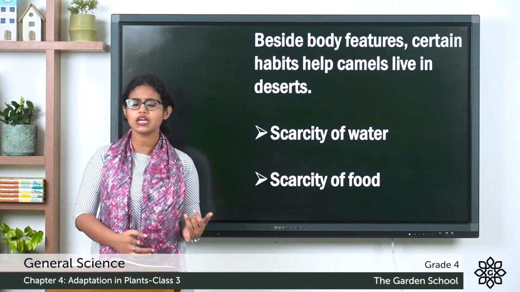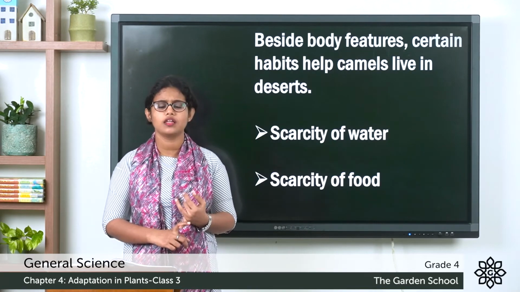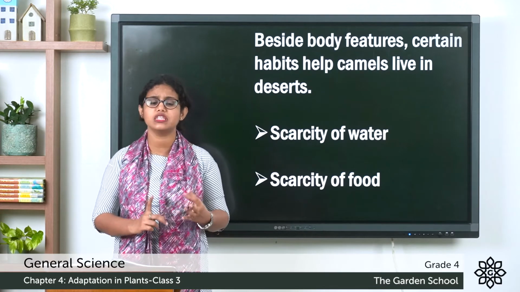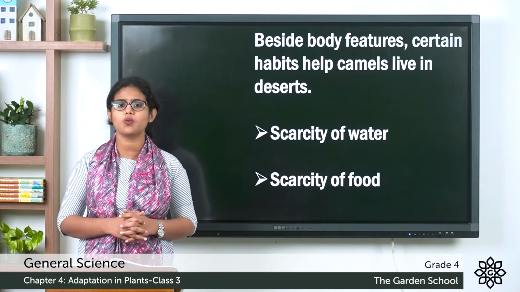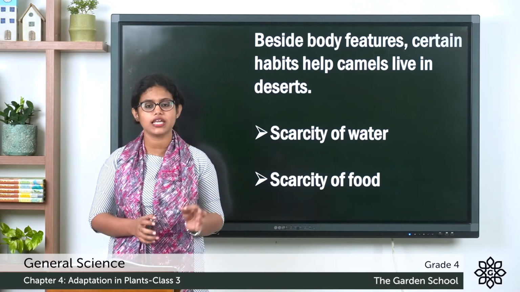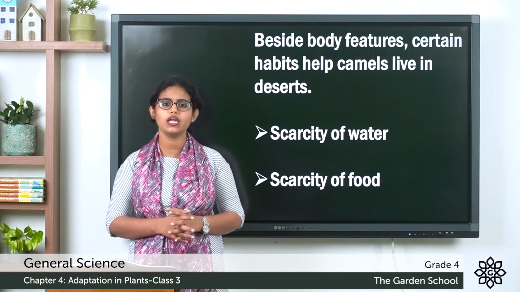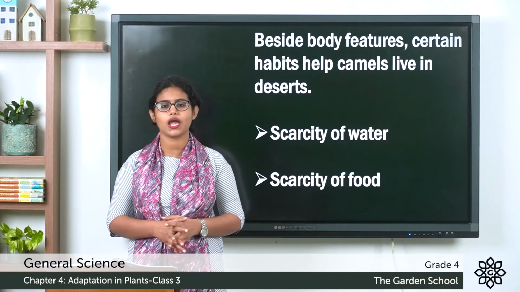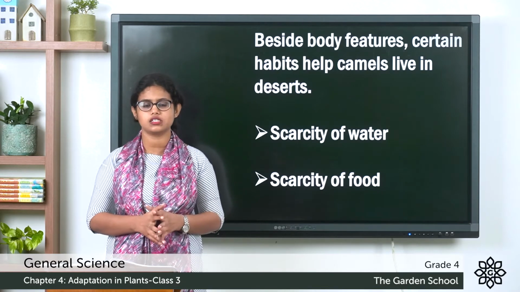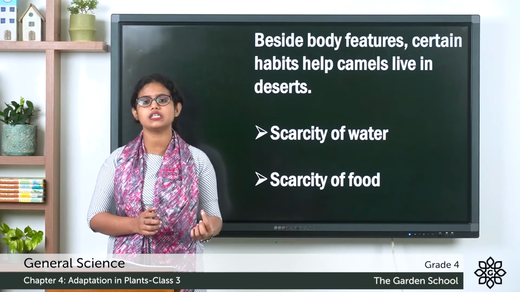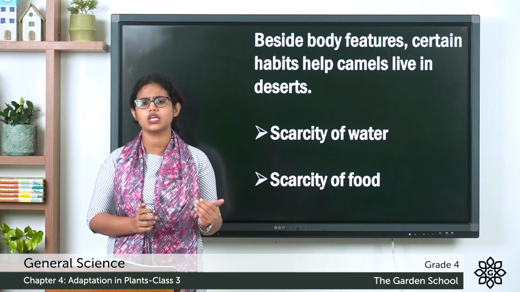Do you know which other animals live in desert? There are animals like the kangaroo rat, the lizard, the tortoise. Even these animals live in desert. And what about the kangaroo rat? Can it survive without water? Yes, even the kangaroo rat can live without drinking water for many days. You know why? Because it gets its water requirement from the seeds that it eats. So the kangaroo rat eats seeds and gets the moisture from them. So it can survive without drinking water.